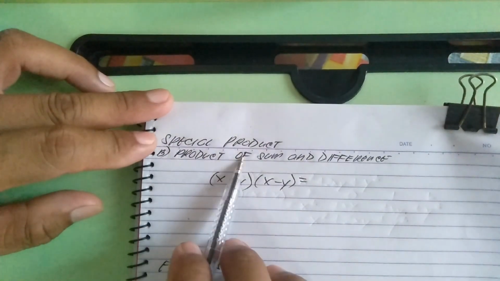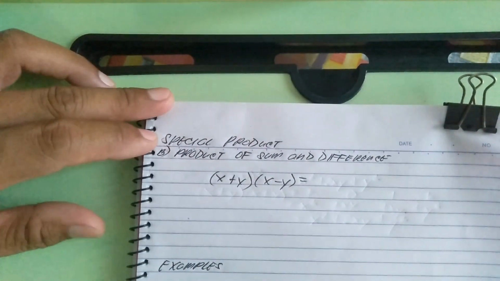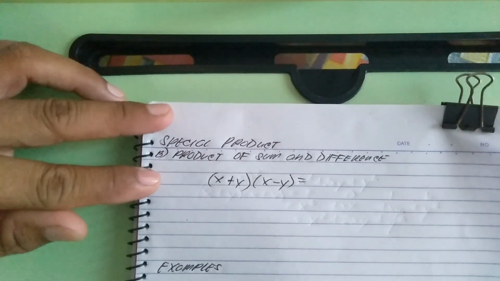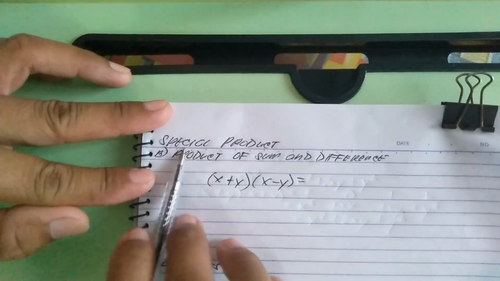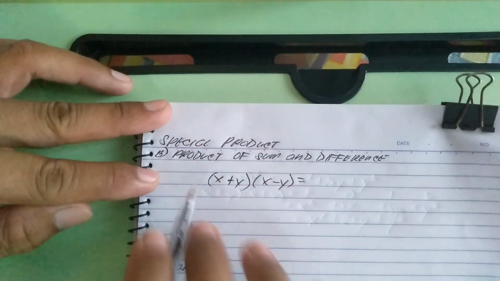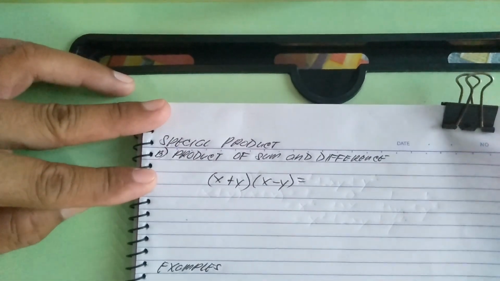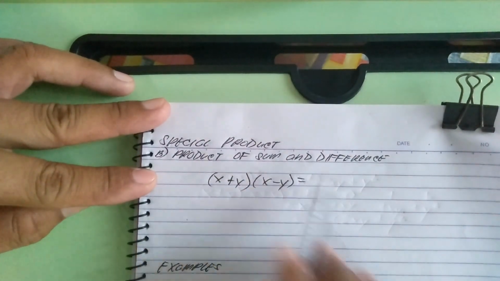Let's continue. The second one is the product of sum and difference. Ito po ang isa sa pinakamadali sa lahat. Okay? Ng special product. Ulitin ko, ito ang pinakamadali sa special product. Product of sum and difference.